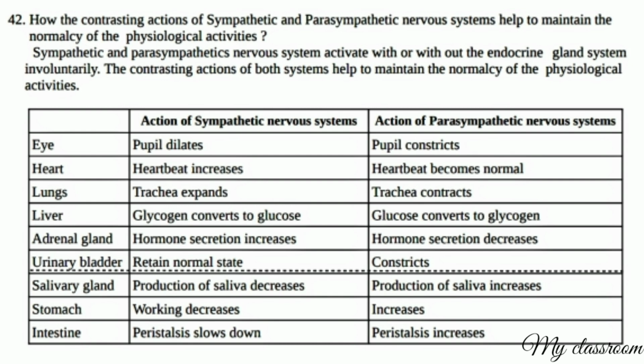Eye. Pupil dilates, pupil constricts. Heart. Heartbeat increases, heartbeat becomes normal. Lungs. Trachea expands, trachea contracts. Liver. Glycogen converts to glucose, glucose converts to glycogen. Adrenal gland. Hormone secretion increases, hormone secretion decreases. Urinary bladder. Retains normal state, constricts. Salivary gland. Production of saliva decreases, production of saliva increases. Stomach. Working decreases, increases. Intestine. Peristalsis slows down, peristalsis increases.